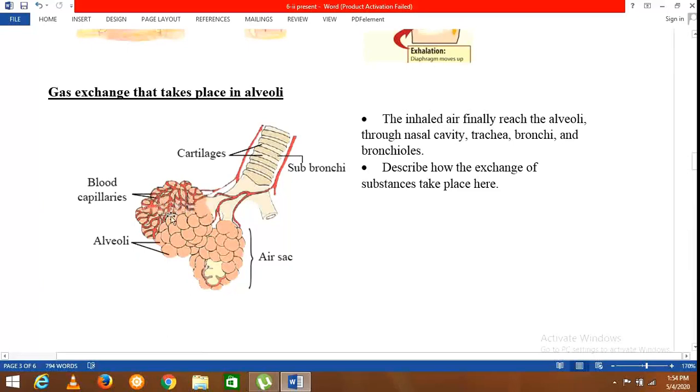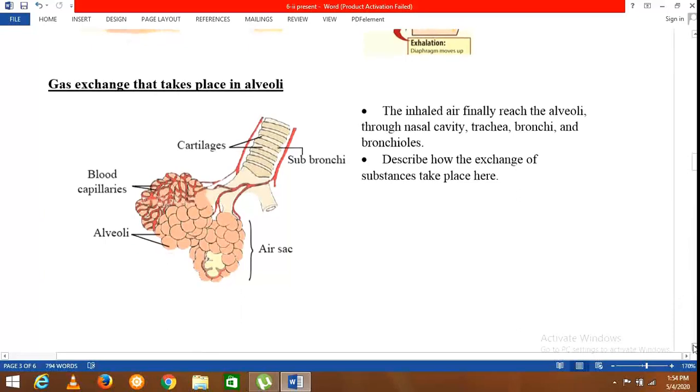You can see all these alveoli are covered with blood capillaries. So these alveolar walls become the respiratory surfaces of man. The inhaled air finally reaches the alveoli through the nasal cavity. This is the pathway: nasal cavity, pharynx, trachea, bronchi, and the bronchioles, and finally they come into alveoli. So you are asked to describe the exchange of substances in alveoli.